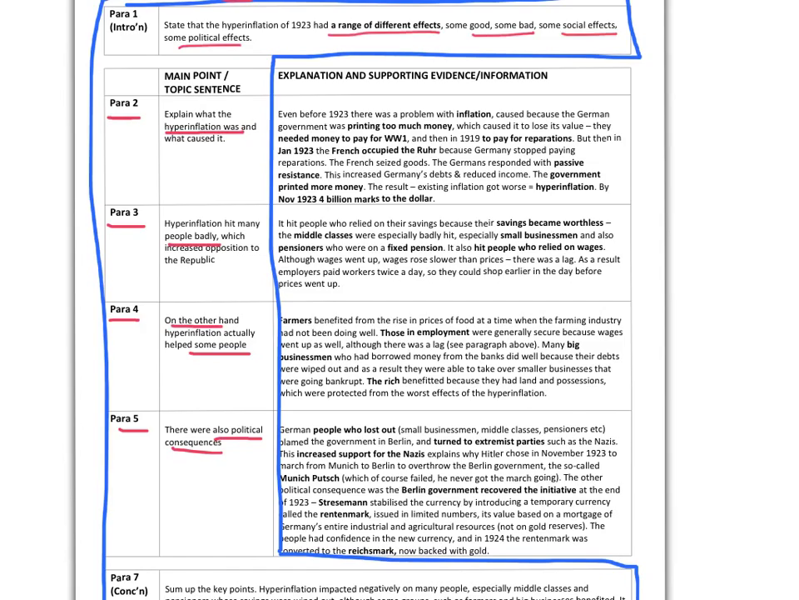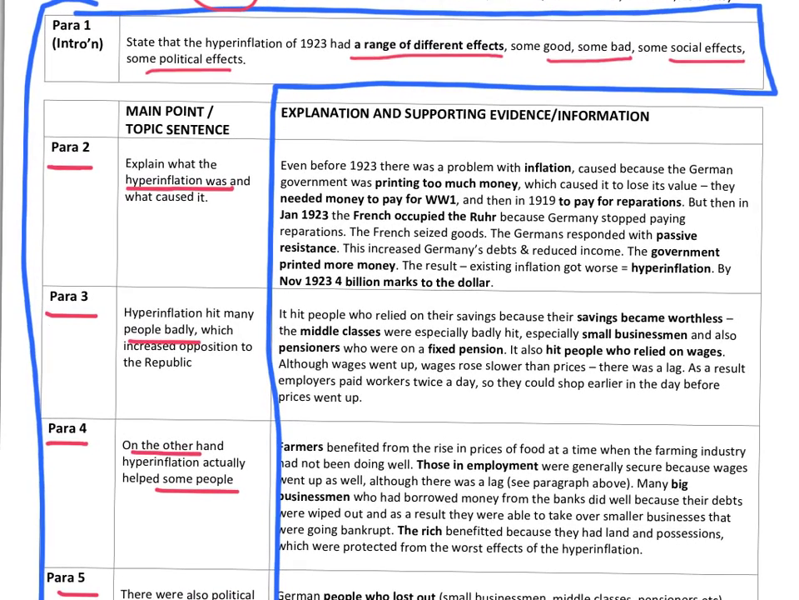So let's look at that in a little bit more detail. First of all, what was the hyperinflation, that paragraph? Point out that before 1923 prices were going up. Okay, that's inflation, when prices are going up. It wasn't a new problem. It had been happening for several years, ever since the end of World War One. In fact, during World War One, prices were going up.